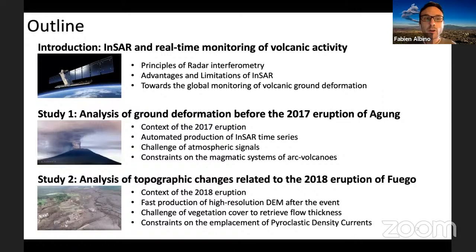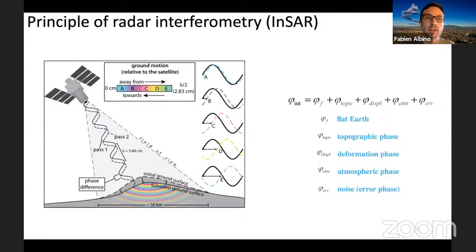And then I'm going to move on to two case studies. The first one is going to be the analysis of ground deformation prior to the eruption of Agung in 2017. And the second one will be the analysis of topographic changes during the Fuego eruption in 2018. Each time I'm going to give a context, the main result of the study, and also a discussion about how this case study can be applied to other places and what the implications are for volcanology in general.